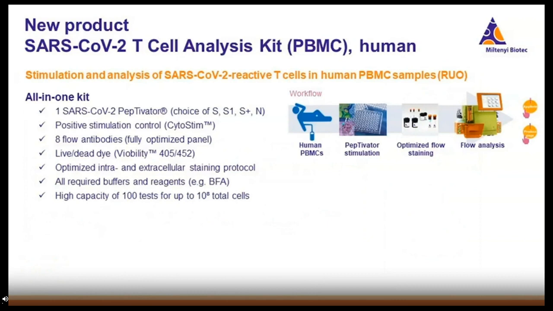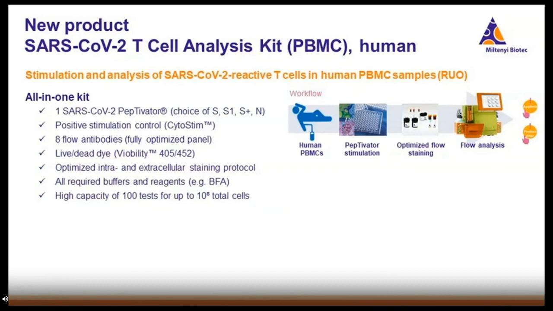The kit was specifically developed for the efficient stimulation and precise analysis of SARS-CoV-2-directed T cells in human PBMC samples, and is currently for research use only. The kit is really an all-in-one solution. It includes the SARS-CoV-2 peptide pool for antigen-specific stimulation, and also CytoStim as a positive control. It includes all 8 flow antibodies and a live/dead stain that were carefully selected and optimized to enable a precise analysis of the SARS-CoV-2-directed CD4 and CD8 positive T cells.